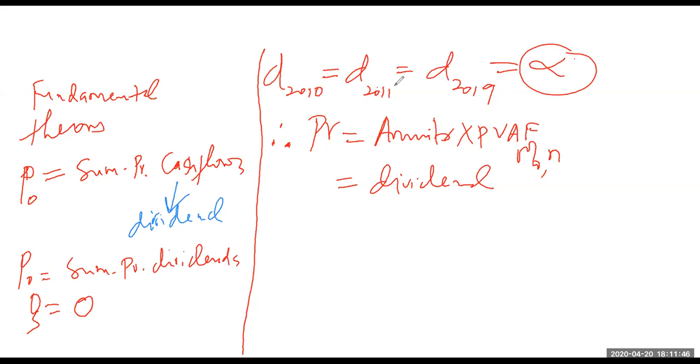Do you think the two formulas are correct, Ebontane? I was thinking yes. Dividend divided by 1 plus R, divided by R. So do you think the present value should be equal to the dividend divided by R, since the dividend is constant? Yes, and I agree. Thank you, Ebontane.